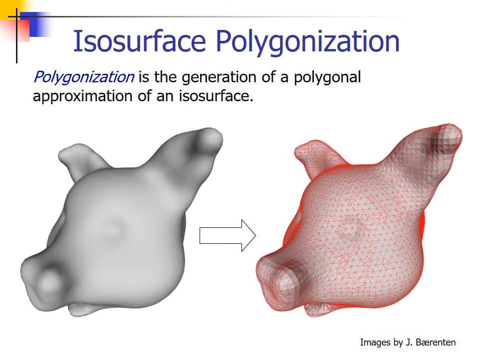Let's consider the isosurface polygonization. Polygonization is the generation of a polygonal approximation of an isosurface. You can see an example of polygonization on this slide, where the continuous function is represented by a set of triangles.